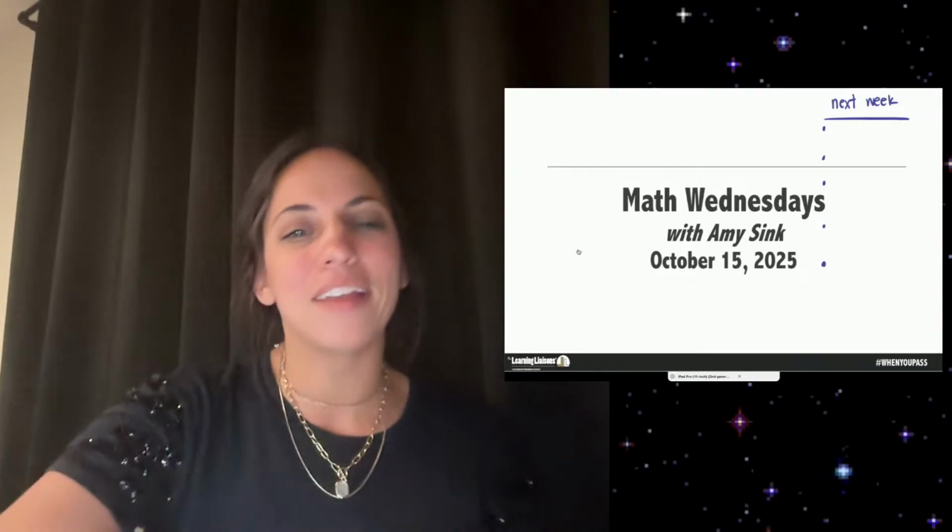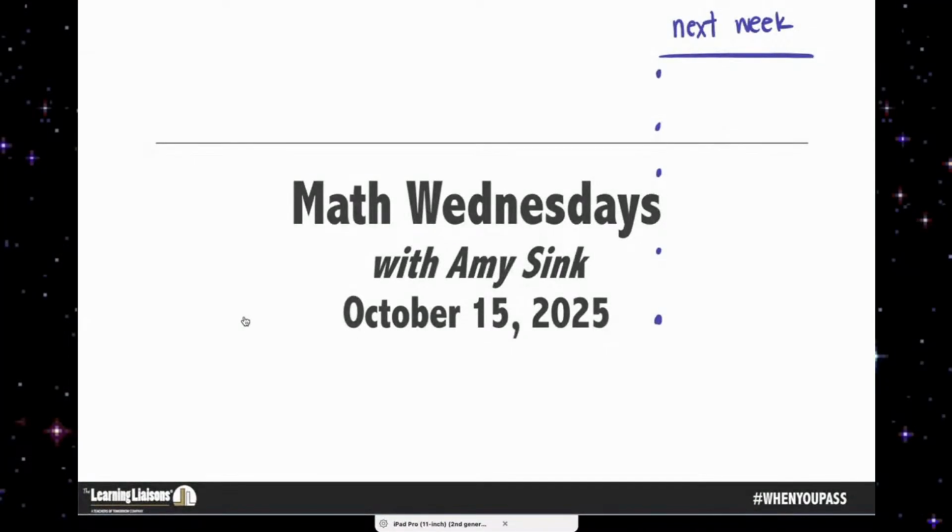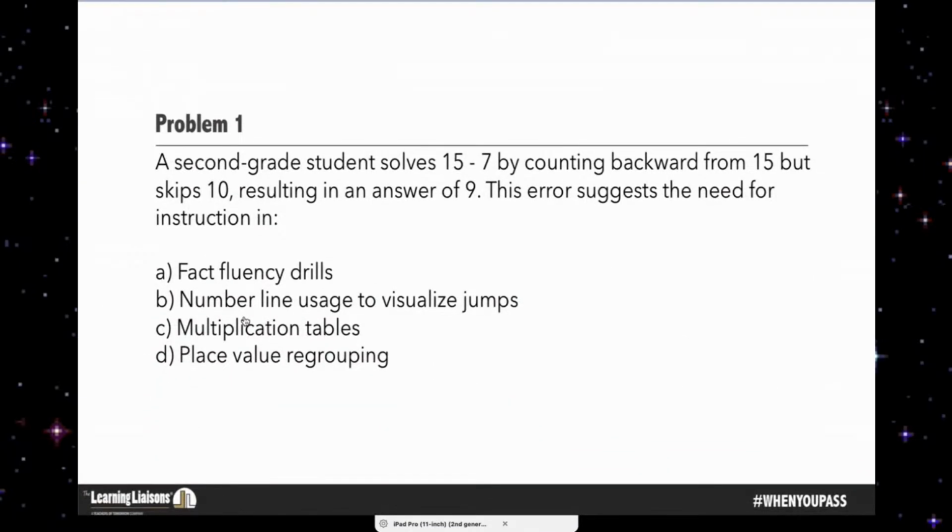So let's go ahead and read the first problem. A second grade student solves 15 minus 7 by counting backwards from 15, but skips 10, resulting in an answer of 9. This error suggests the need for instruction in: fact fluency drills, number line usage to visualize jumps, multiplication tables, place value regrouping.